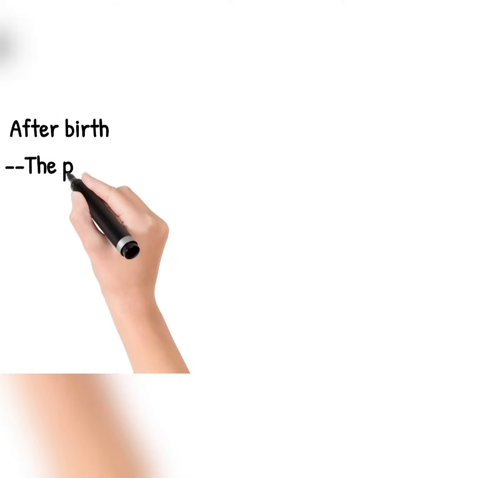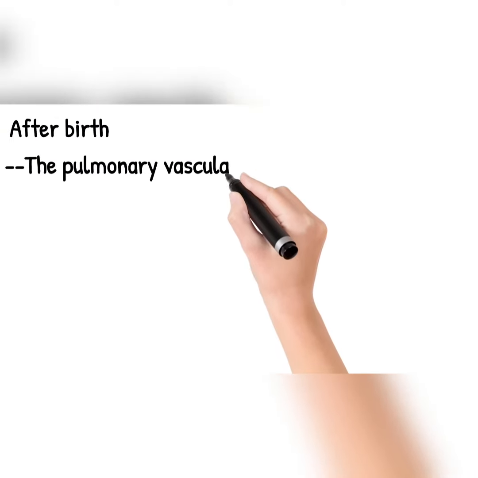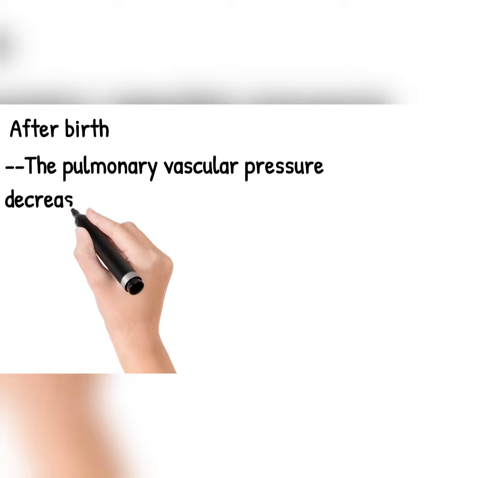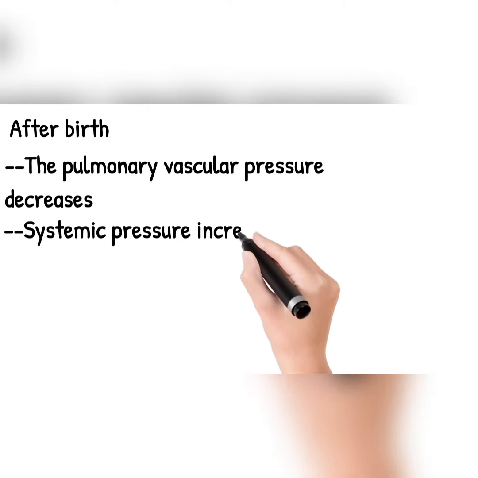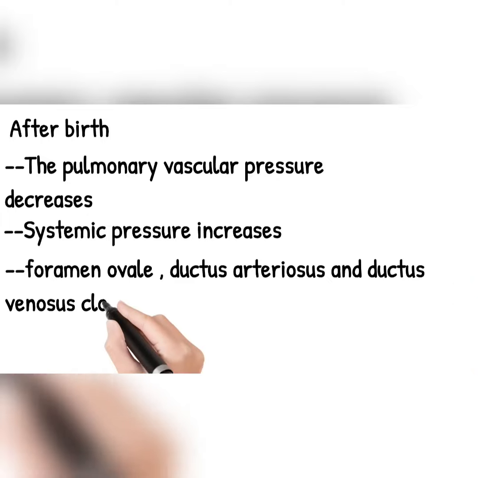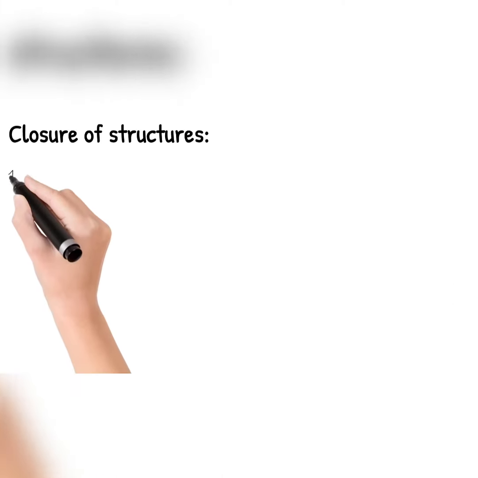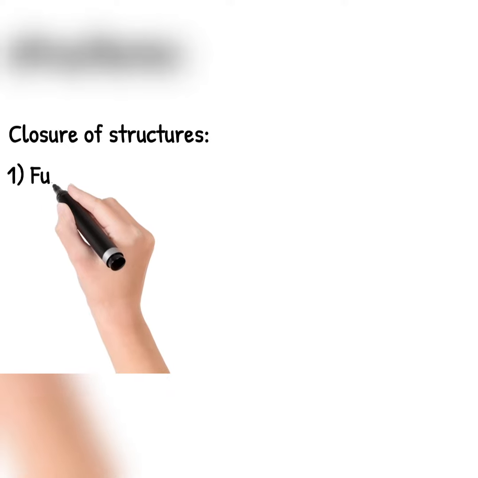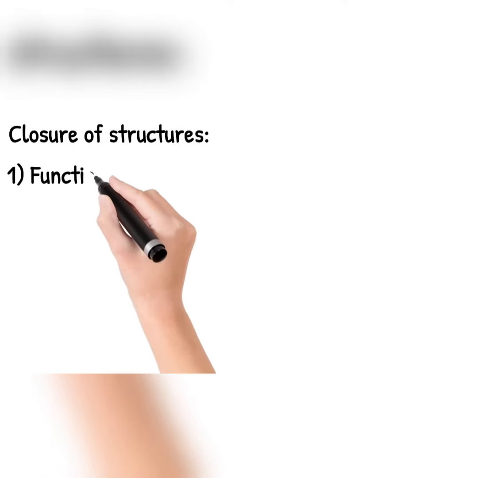After birth, there is reversal of the pressures. That is, pulmonary vascular pressure decreases, whereas systemic pressure increases. The foramen ovale, ductus arteriosus, and ductus venosus close. Closure of these structures happens in two ways, that is, functional closure and anatomical closure.